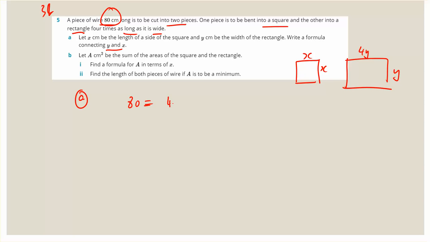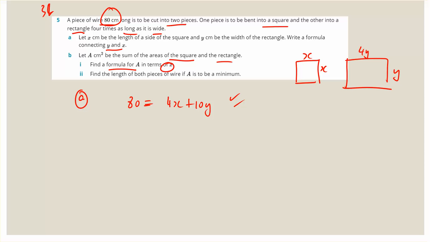Okay. Now the next part is to find A in terms of x. In terms of x means you want it in terms of x only. So we know the area would be given by x squared plus 4y squared. Okay, now there's a problem. We've got a y here. We want it in terms of x only. We're going to have to use what we did in the first part to solve it.